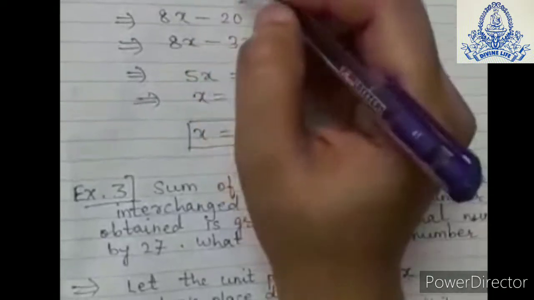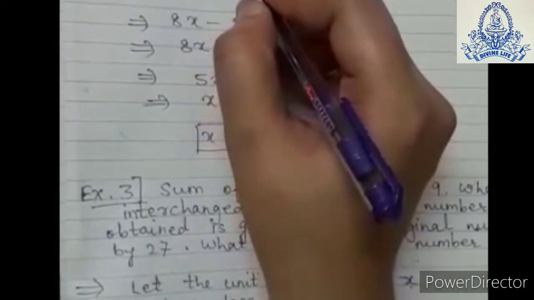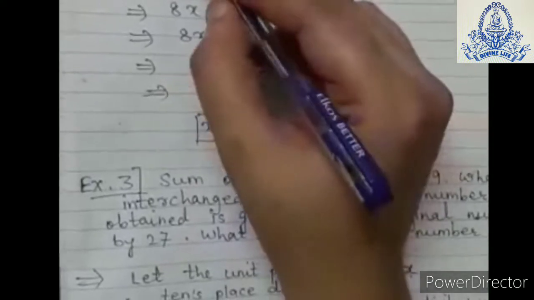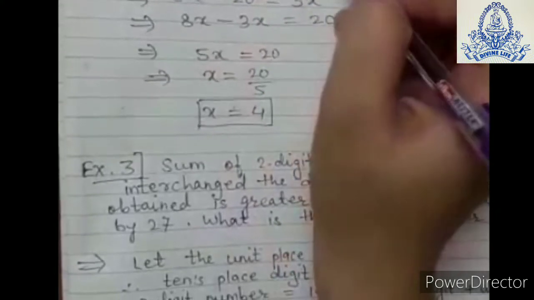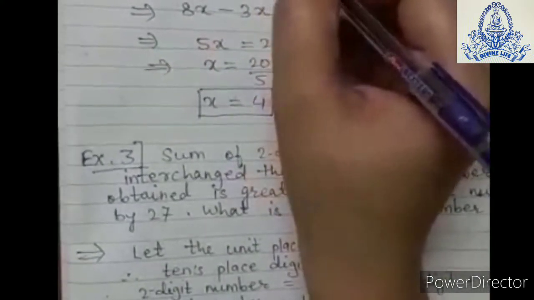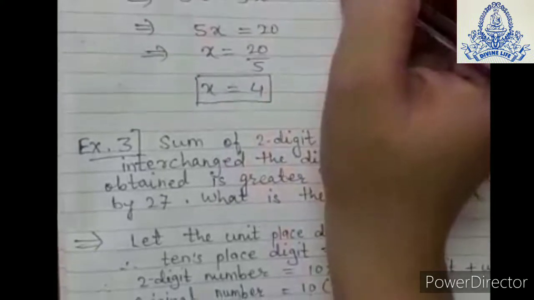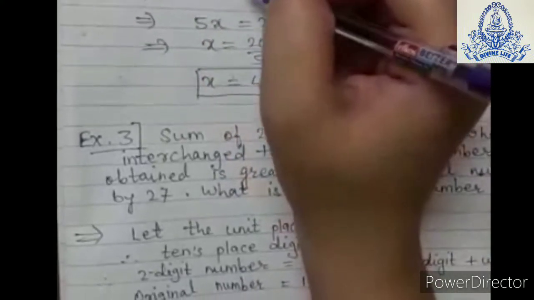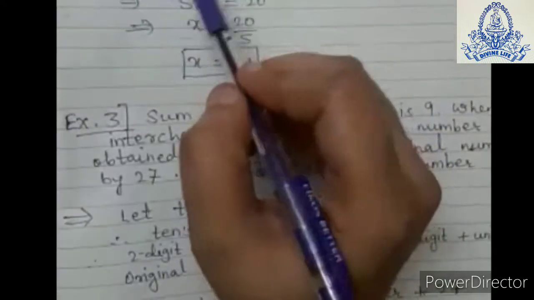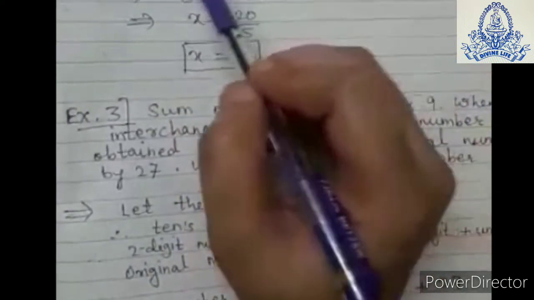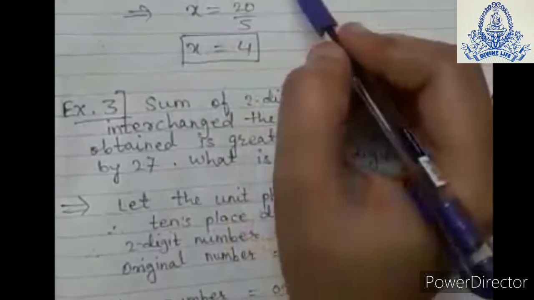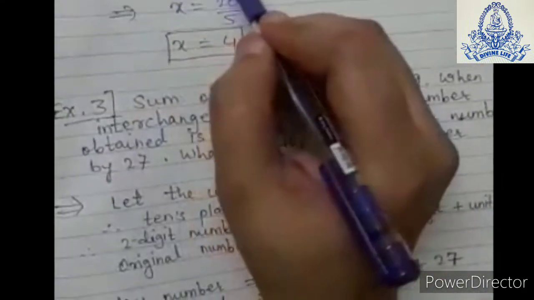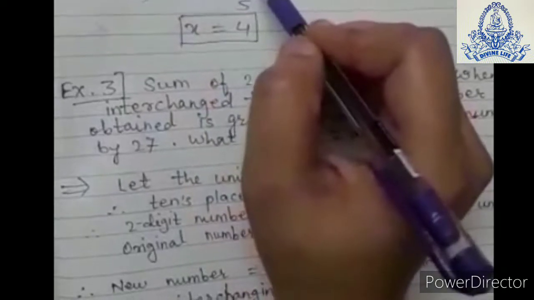So first solve this bracket. 8 multiplied by x, that is 8x, minus 8 multiplied by 5 upon 2 is equal to 3x. So 8x minus 8 multiplied by 5 upon 2, that is 40 upon 2, is equal to 3x. 8x minus 40 upon 2 is 20, is equal to 3x. Now see here it is 8x, here it is x term, here also it is x term. So bring this x term together. So 8x minus 3x is equal to 20. 8x minus 3x is 5x is equal to 20.